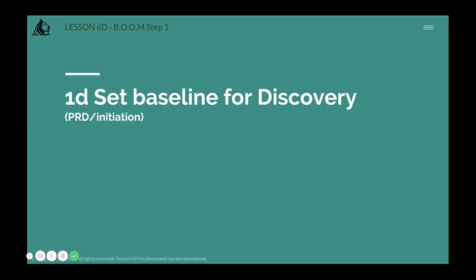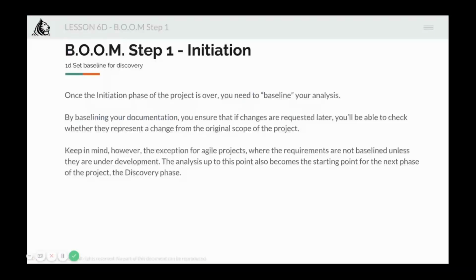And finally, setting the baseline for the discovery, right? So once the initiation phase for the project is over, you need to baseline your analysis. This simply means saving the state of the analysis at this point and putting it under change control, right? So by baselining your documentation, you ensure that if changes are requested later, you'll be able to check whether they represent a change from the original scope of the project or not.